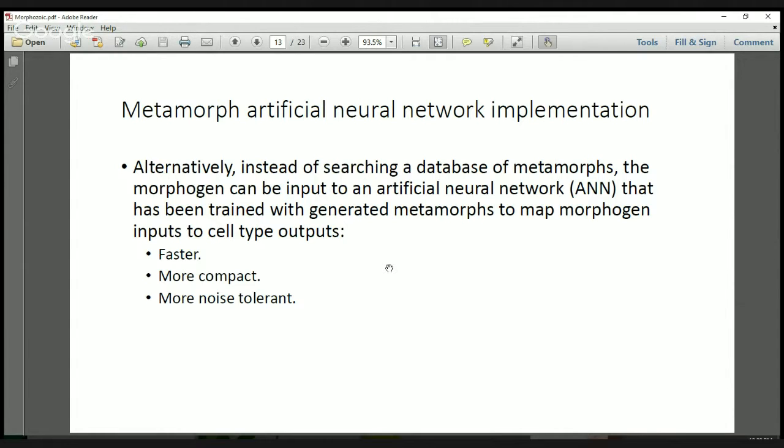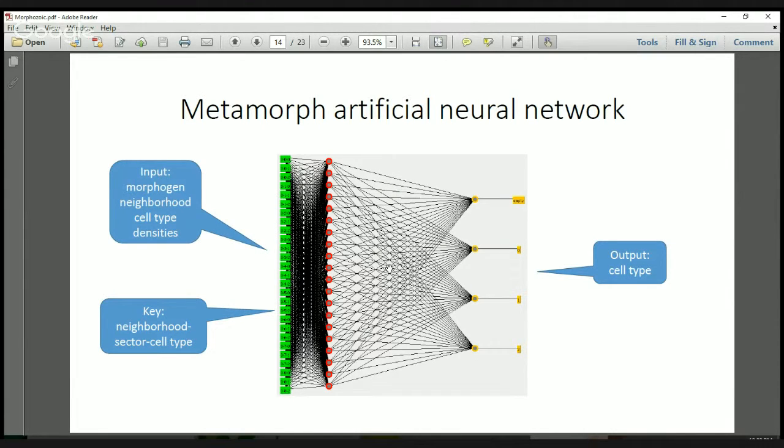Artificial neural networks are quite well known as noise reducing systems. Here's a picture of one. What we're going to do is input the set of metamorphs that we learned and train a neural network, and then throw away, or at least not use, the metamorphs anymore. The output will be the cell type. Metamorphs tell a cell how to change into some cell type.